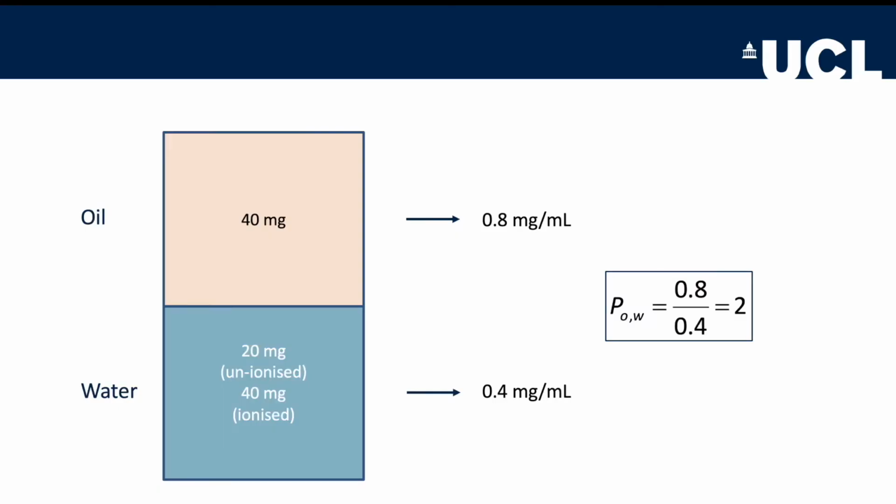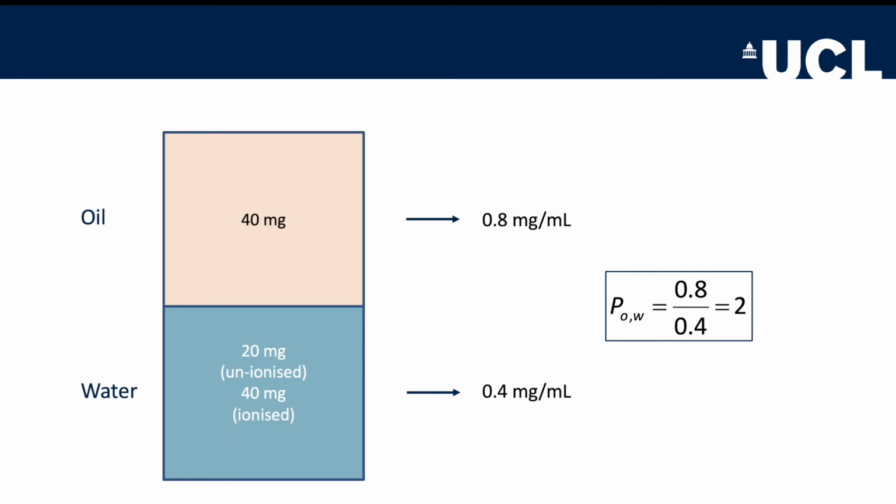You might notice, incidentally, that in the example I'm using, if we were to calculate the concentrations in the oil and water phases using only the unionized fraction, we could have concentrations of 0.8 milligrams per mil in oil, it's the same as it was before, as nothing has changed, and 0.4 milligrams per mil in water. The ratio is 2, and this is the partition coefficient, as it reflects the true relative affinities for the compound between the phases.